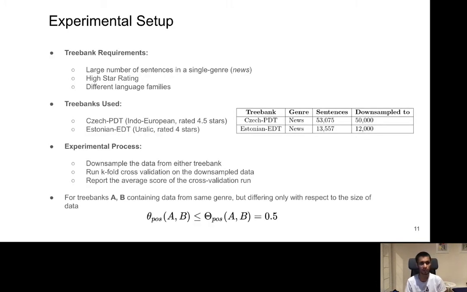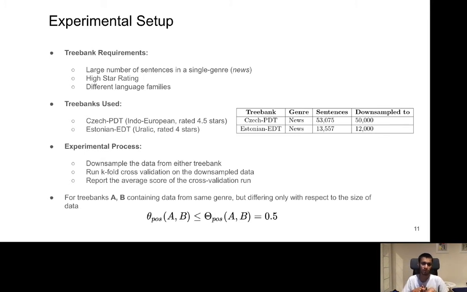The experimental setup required a large number of sentences in a single genre, so we isolated the news genre, and we selected treebanks with high star rating, as mentioned before, and from different language families. So we used Czech PDT, which is Indo-European and 4.5 stars, and Estonian EDT, which is Uralic and 4 stars rated.